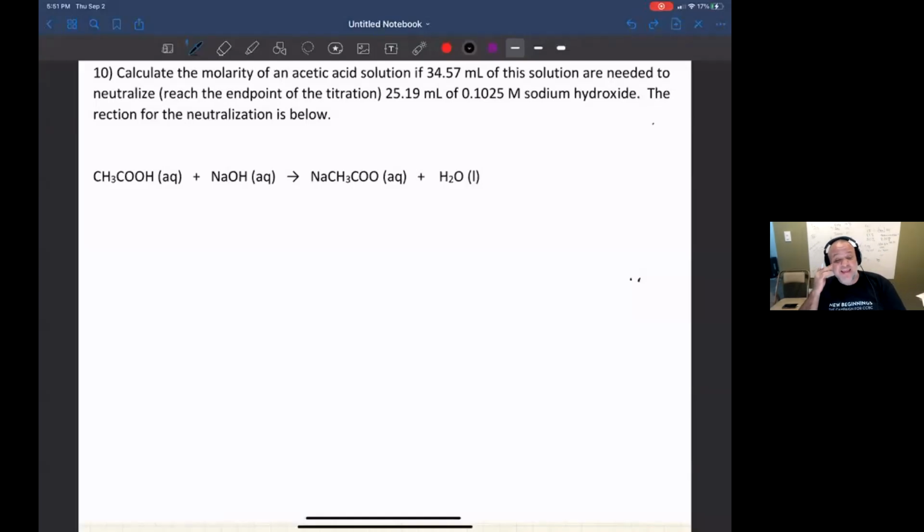Okay, this is it. This is a titration problem. And titration problems are the culmination of all of your stoichiometry learning. If you can solve a titration problem, then you're on the right track. You've got stoichiometry down. Now, I'm going to give you a word of warning before I get into this problem.